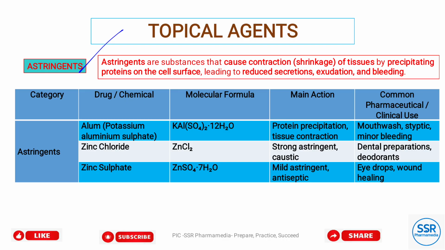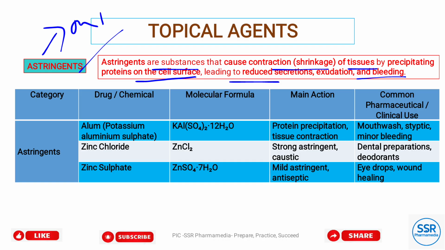Next we will discuss astringents. Astringents are substances that cause contraction, that means shrinkage, of tissues by precipitating proteins on the cell surface, leading to reduced secretions, exudations and bleeding. Astringents are mainly used for minor cuts and wounds.